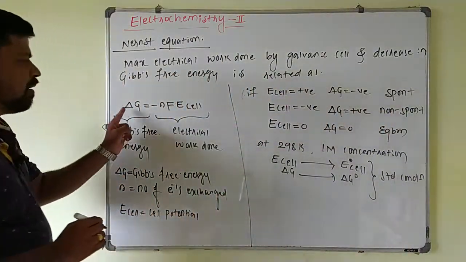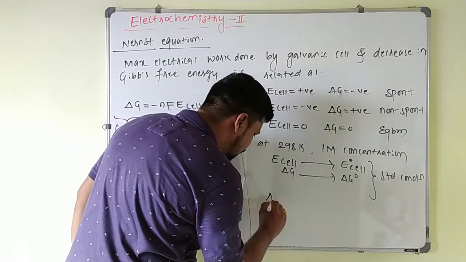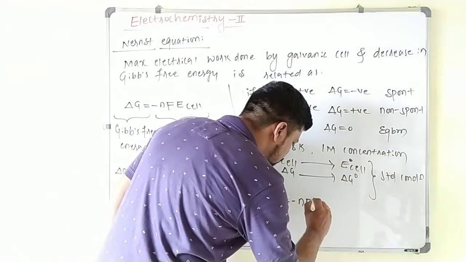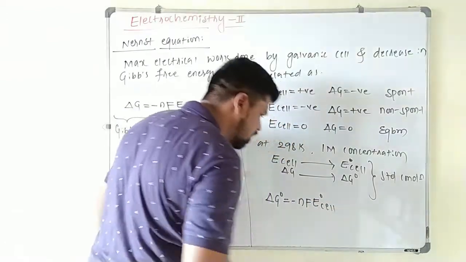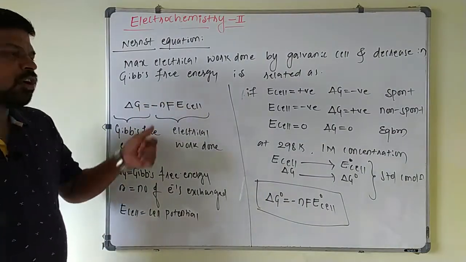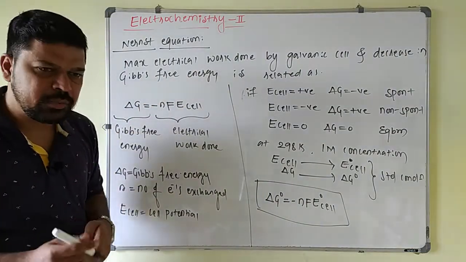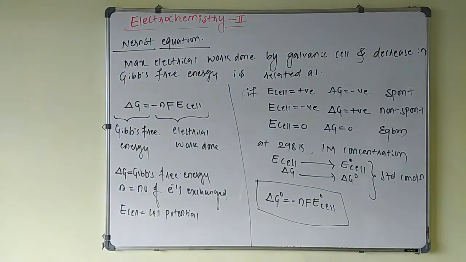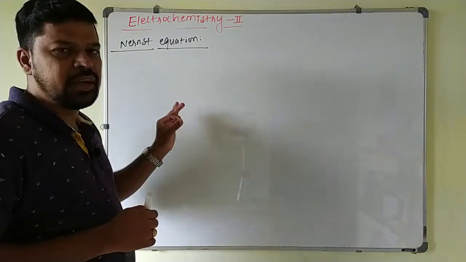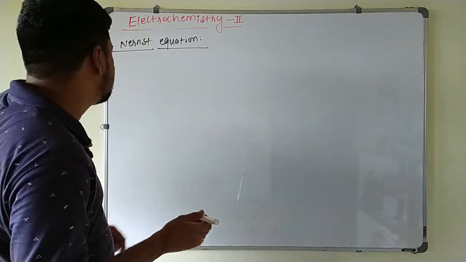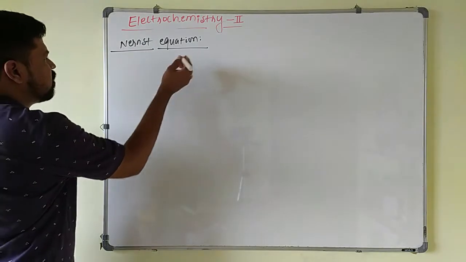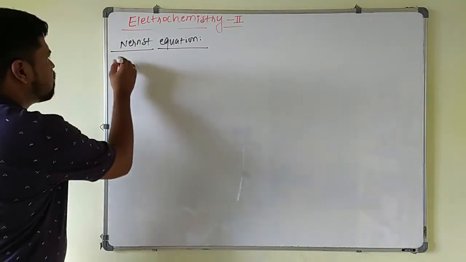this formula can be written as delta G naught is equal to minus nF E naught cell. This is the standard cell potential. This is for a standard condition, and this is for what? Normal condition. So the next point is, already we know the relation between the Gibbs free energy and equilibrium constant. Using that equation, we will derive this Nernst equation here. That is also important for solving problems.